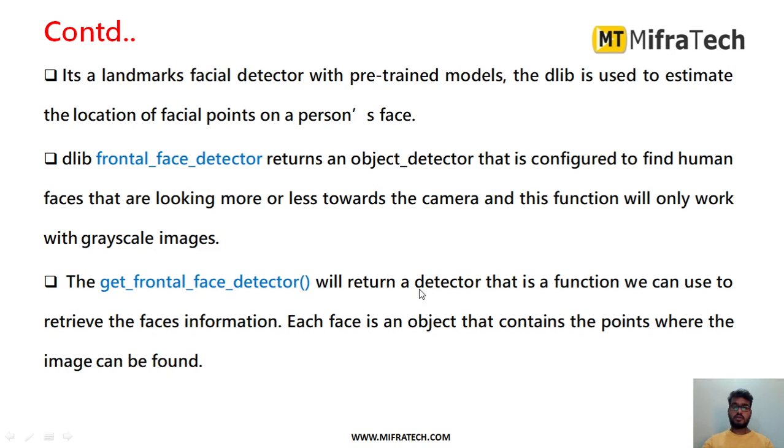As I told, the get_frontal_face_detector will return a detector, that is a function we can use to find faces in an image. We can get information about human faces, and landmarks also we can detect. Each face you can consider as an object which contains a lot of points where the features can be found. So this frontal face detector will return an object like a bounding box where you can find a person's face. That's the main application of using Dlib's frontal face detector.